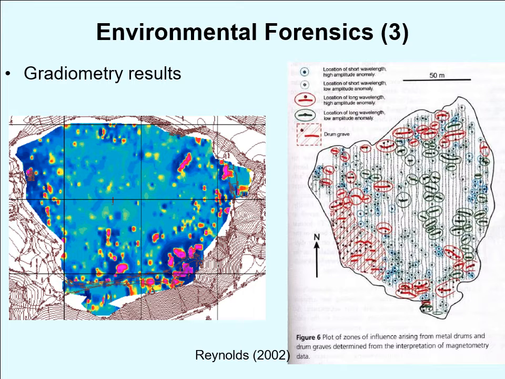And here are some results. You can see on the left-hand plot the whole pond. Obviously, blue is not very exciting, but you can see some clusters of highly magnetic material, which they could then identify and extract carefully, bearing in mind the water pH.